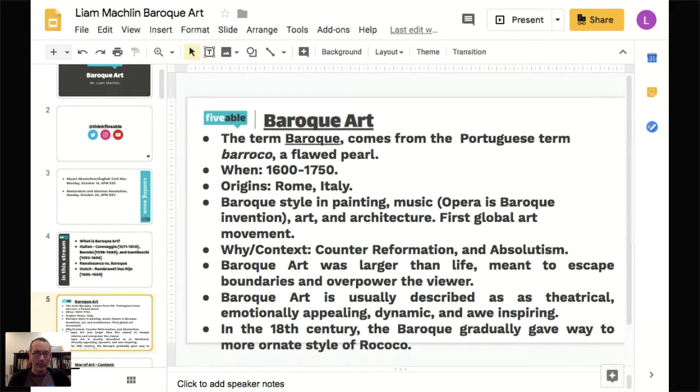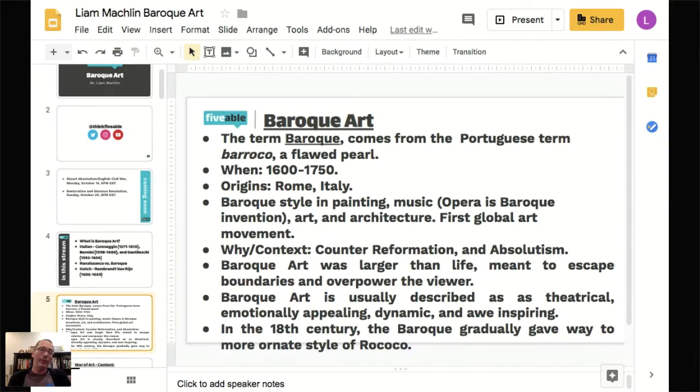The Baroque art was larger than life, meant to escape boundaries and overpower the viewer. The art was there to shock the viewer, to make him think outside the box. It really went for the emotional aspect, kind of like a theater. Think about going into a theater, turning off the lights, and then just a flicker of light coming over the middle of the scene. It's kind of action drama. That's what the Baroque is all about.